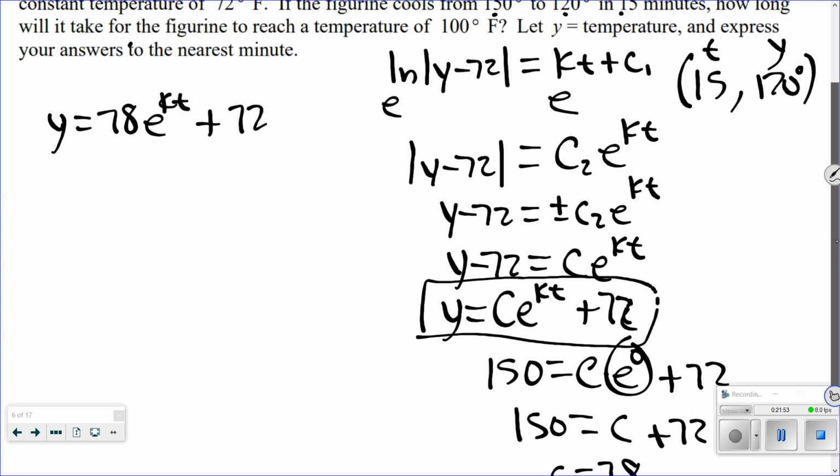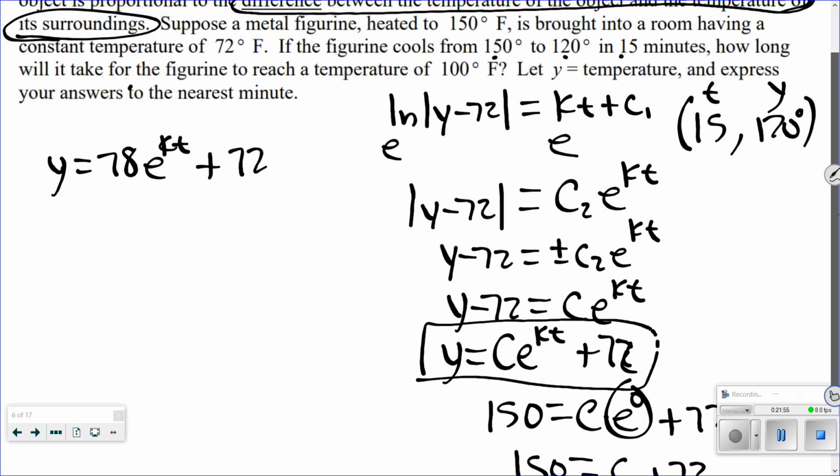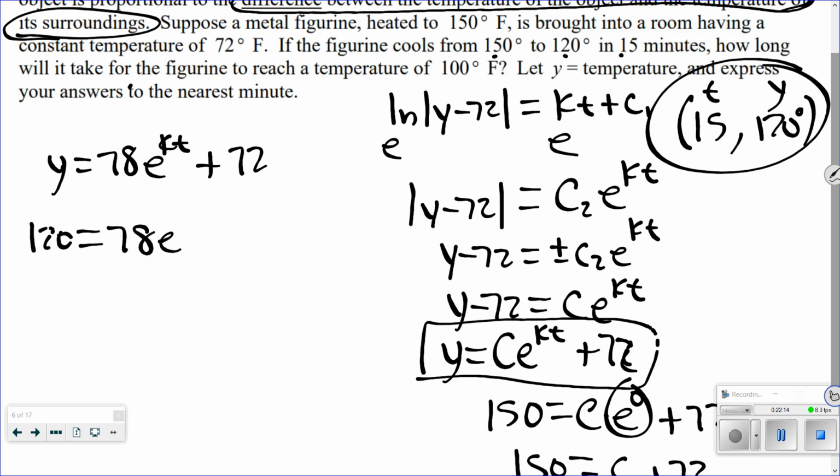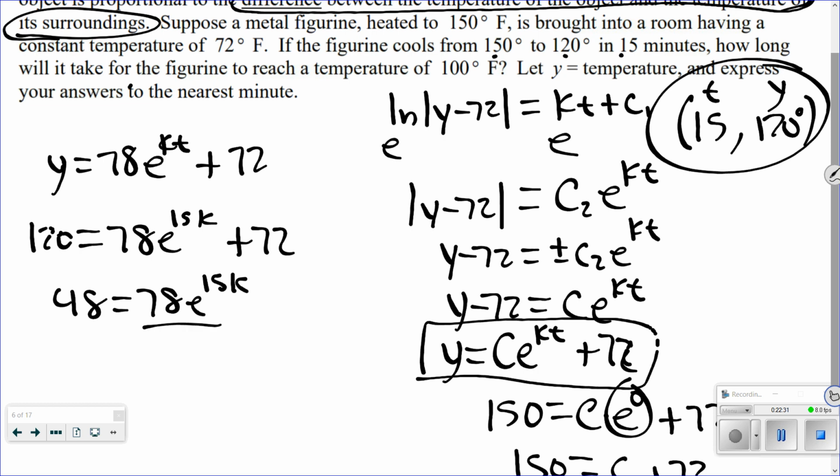Okay, now if I can just figure out what k is equal to, now I have the complete model. That's all I'm missing, just k. So we're going to do the same thing as we did before I realized I'd screwed up there. We're going to plug 15 in for the time and 120 in for the y. So 15 for the t, 120 for the y. So 120 equals 78 e to the k times 15, so 15k plus 72. And we've got to solve for k. So I'm going to minus the 72 over. 120 minus 72 is 48. 78 e to the 15k. Divide by 78.